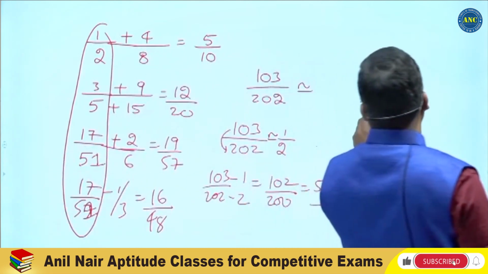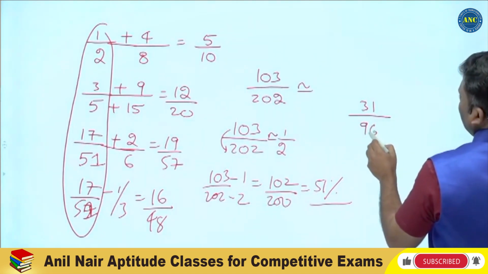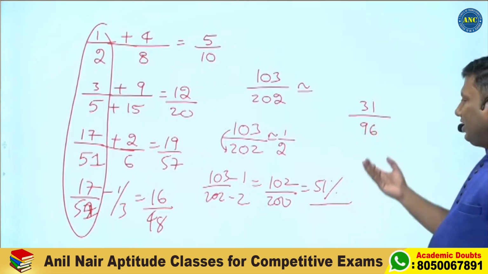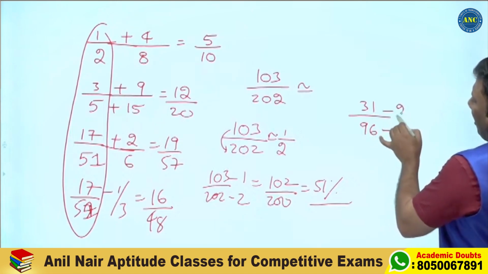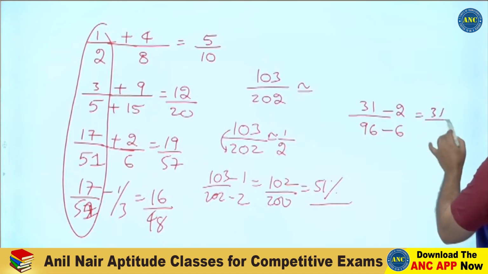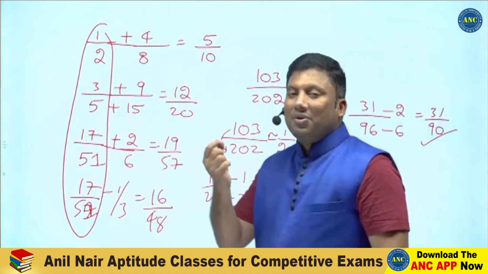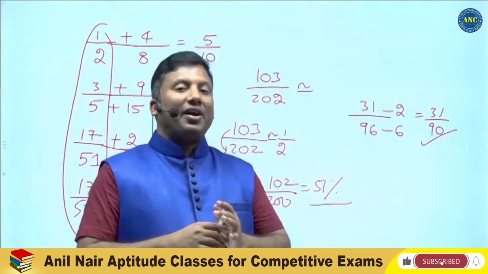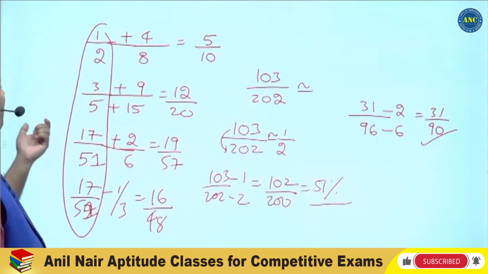Suppose if it is 31 by 96. 31 3s are 93. It is closely of the form 1 by 3. If I subtract 6 here, I should subtract 2 closely. So this will become 31 by 90. Now the percentage is easy. This we are going to discuss in tomorrow's class. This is one thing which you will not find in any regular textbook. Very beautiful observation from fractions.